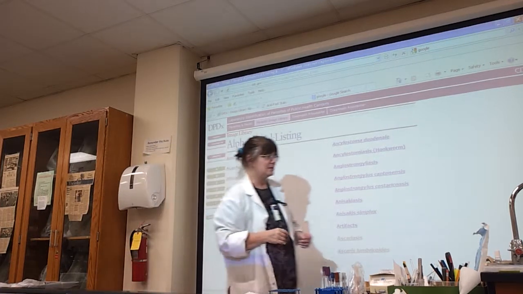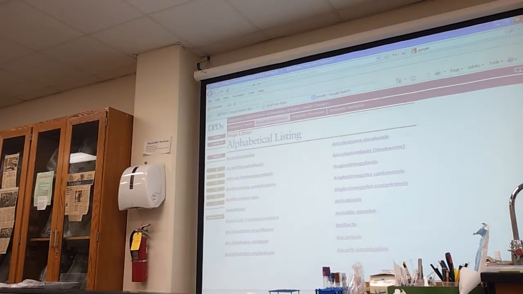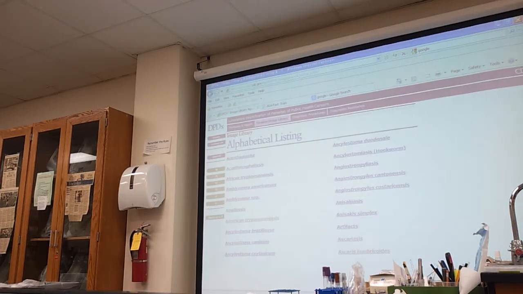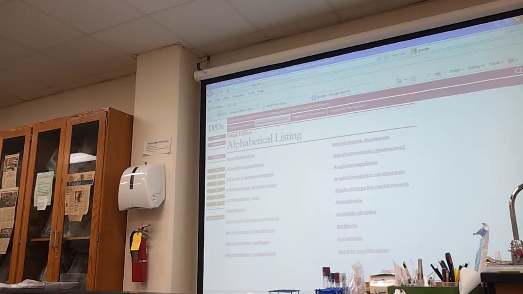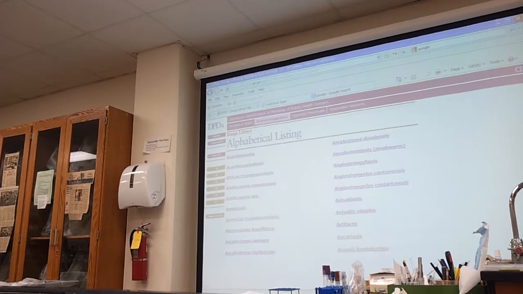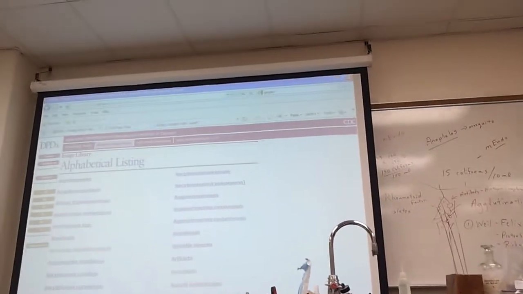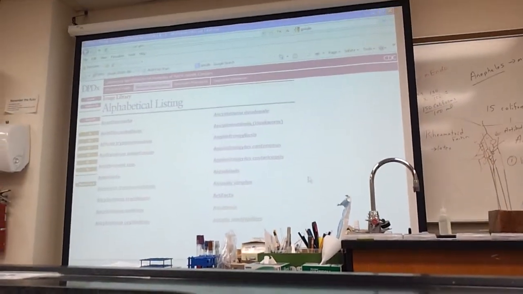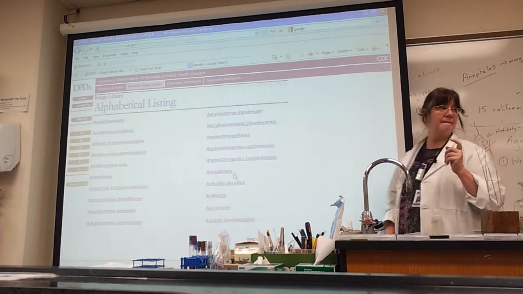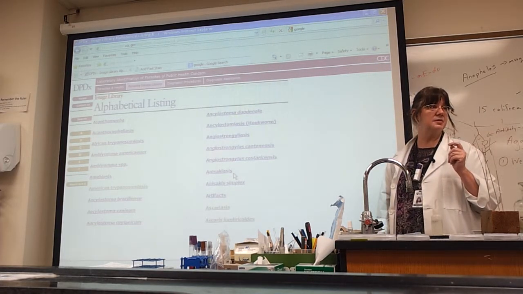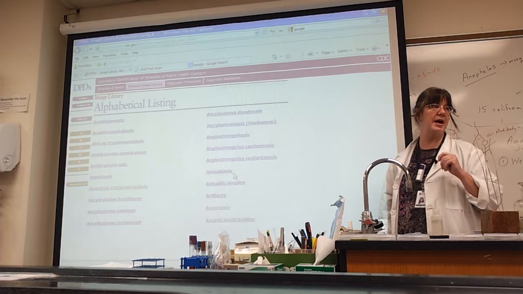Alright, we're going to go to the DPDx site, and yes, you do have pictures from this lab for many of these on PAL. As I say, this girl over here had all the pictures from PAL printed out from Walgreens. They were great. I'm going to show you these ones. Amoeba. It's a ciliate. It's the only ciliate we have.